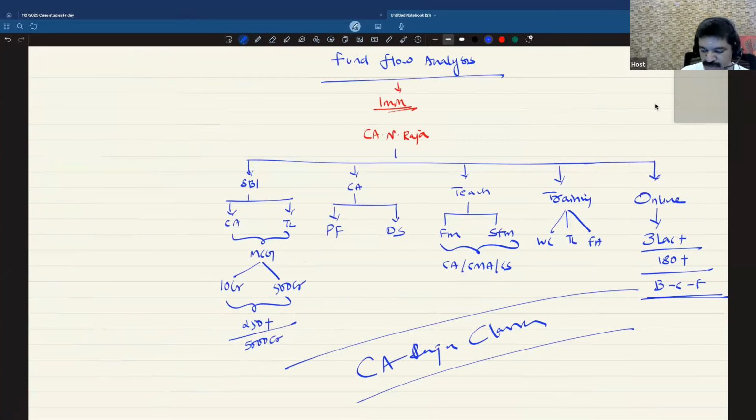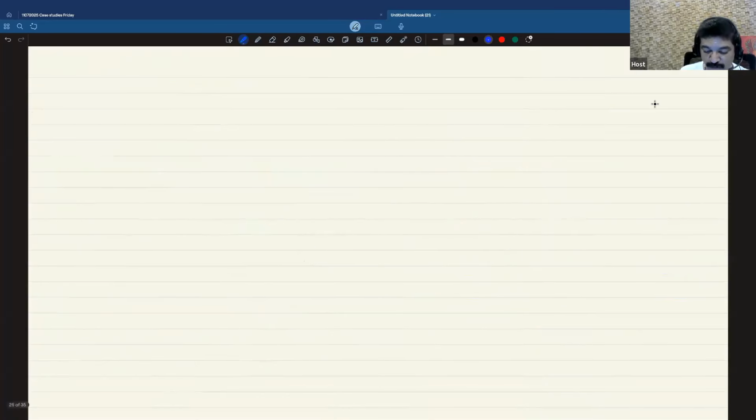The focus of today's session is fund flow analysis. When I say fund flow analysis, it means we are going to analyze the fund flow statement. Is this fund flow statement a mandatory financial statement? Do any of you have an idea about that?